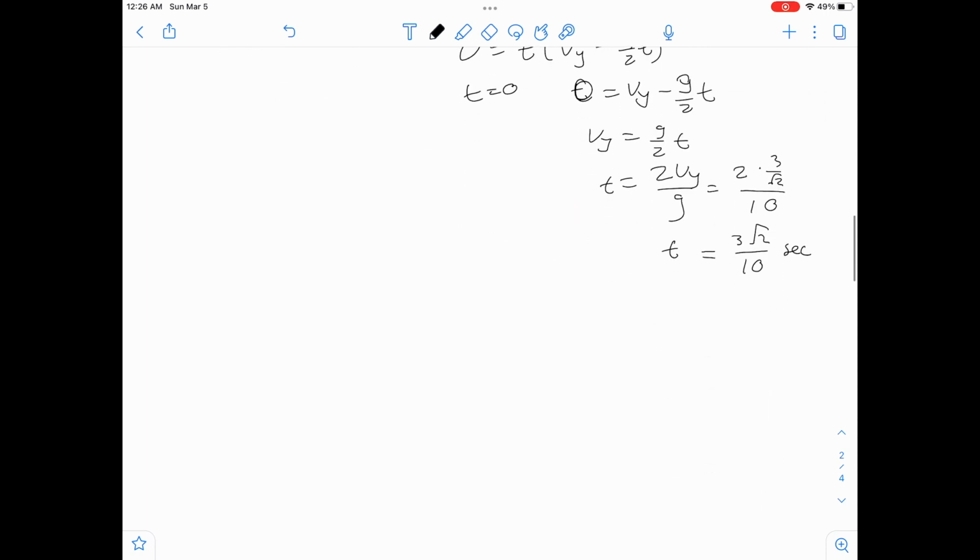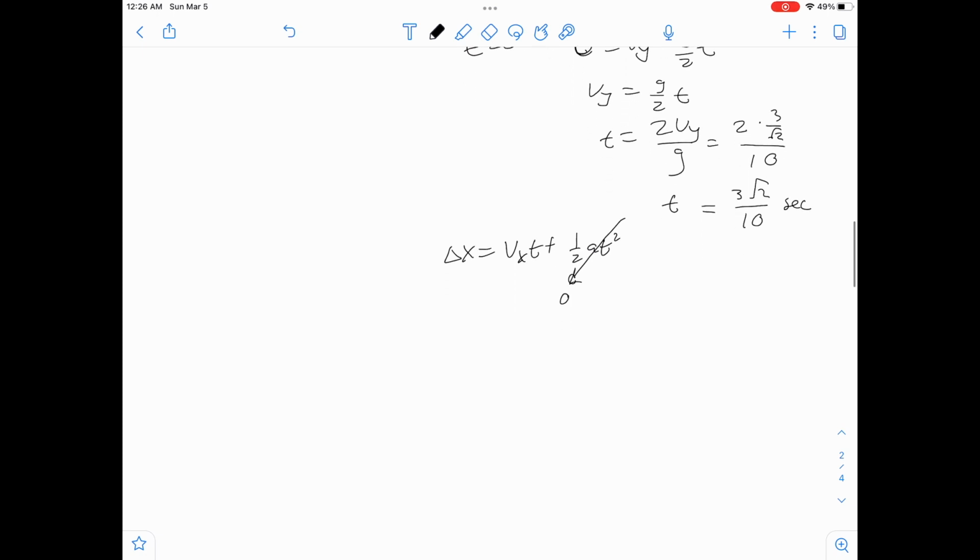Next, we will deal with the x component. So we have a change in x equal to Vx times t plus 1/2 at squared, but the acceleration in the x component is 0, so we can cancel that out. Next, we can plug in the Vx, which is 3 over the square root of 2, times t, which is 3 square root of 2 over 10. So we finally get the distance to the urinal to be 9 over 10 meters.